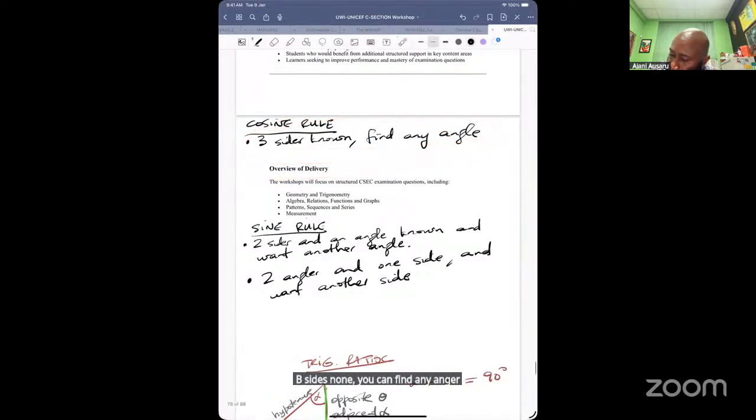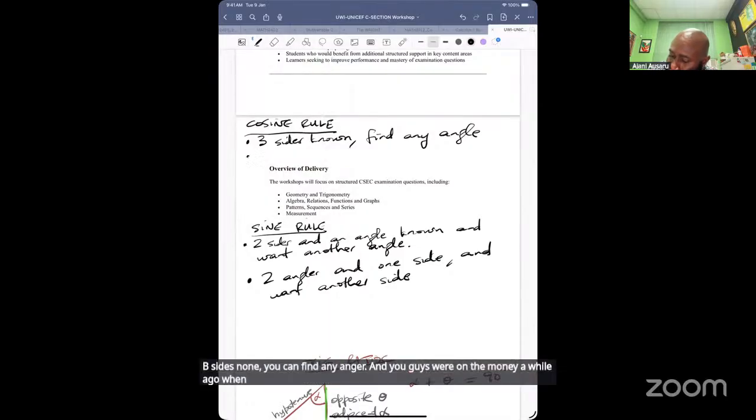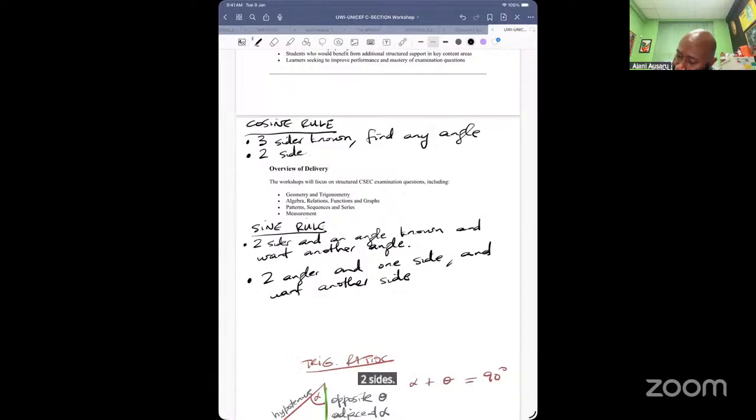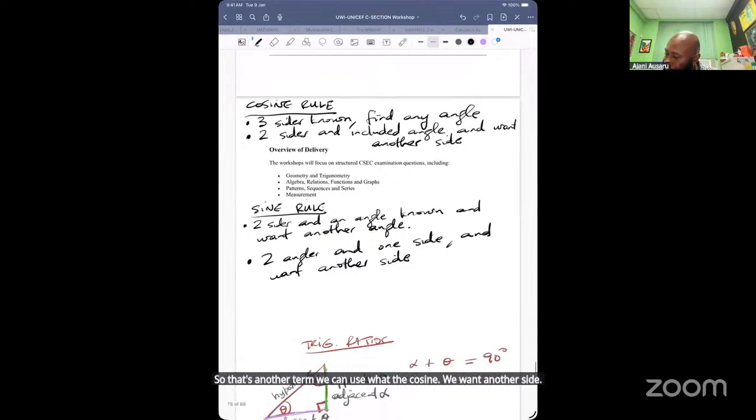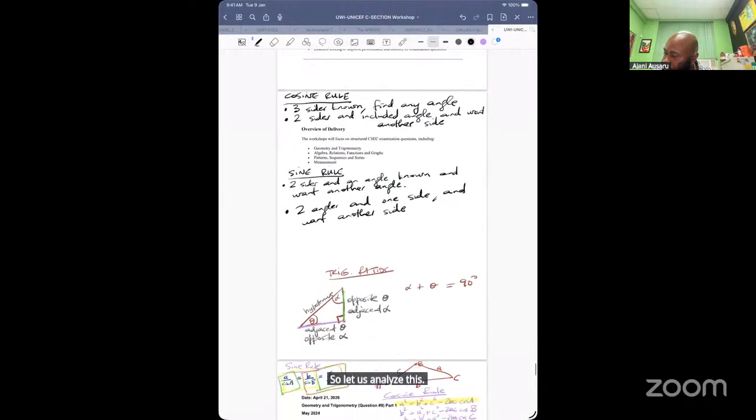And you guys were on the money a while ago when we looked at the question. Two sides and included angle. So in this case, it has to be the included angle. And we want another side. So that's another time we can use what? The cosine rule. We want another side. So let us analyze this a little bit.